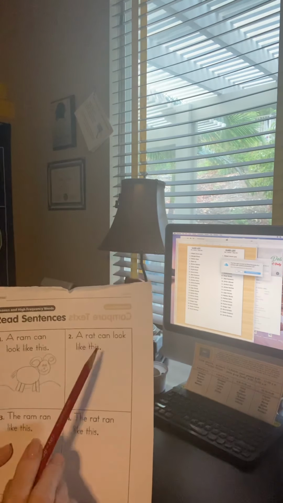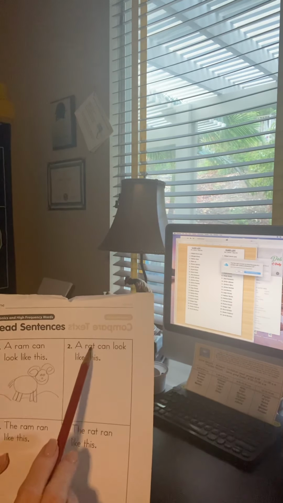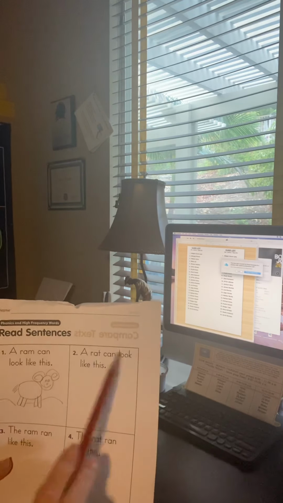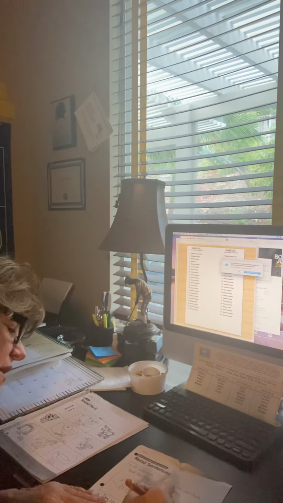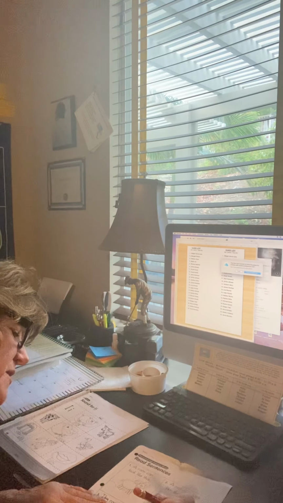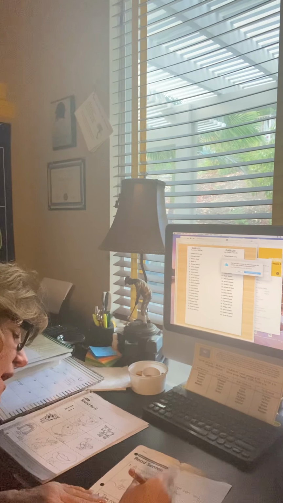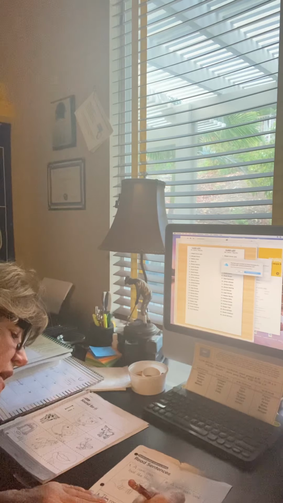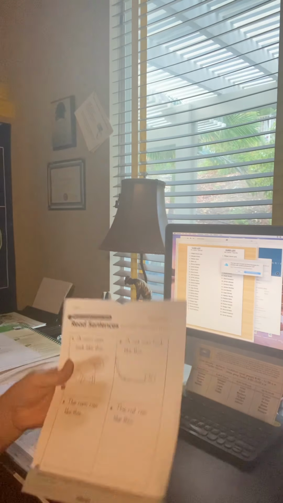Now this sentence we're going to say a rat. It's not ram anymore, it's rat. A rat can look like this. Make a little rat. A head, some ears, and a long tail, right? And we have had a lot of books, stories about animals in chapter 3, okay?